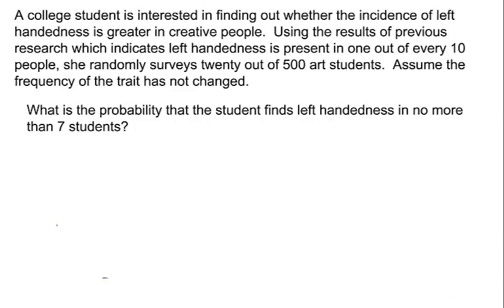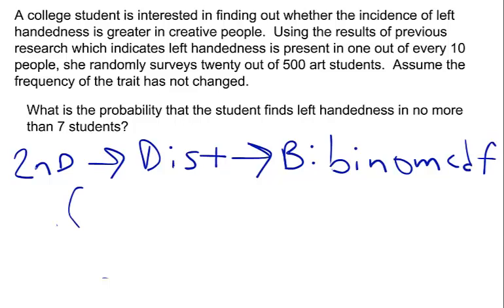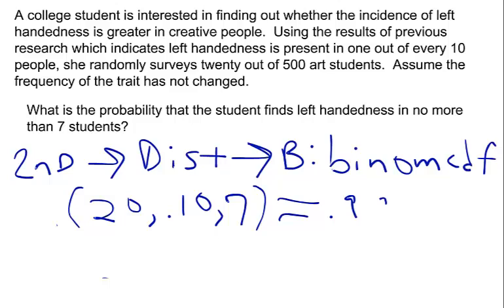Finally, let's look at the probability that the student finds left-handedness in no more than 7 art students. Again, we go to second, distribution. We'll select option B, binomial CDF. And then we'll type in n, p, x, which will be 20, 0.10, 7. Our result is 0.999 or 99.9%.